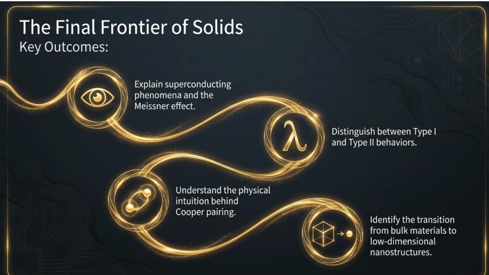The key outcomes for this video include explaining superconducting phenomena and the Meissner Effect. We will distinguish between Type 1 and Type 2 behaviors and understand the physical intuition behind Cooper pairing. Finally, we will identify the transition from bulk materials to low-dimensional nanostructures.